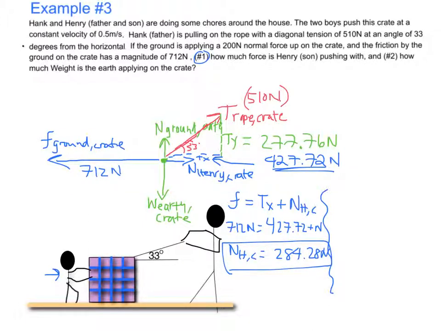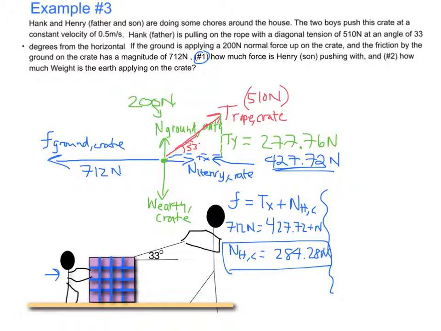Okay, number 2 says, how much weight is the Earth applying on the crate? So now we're dealing with the weight force. This is what we're trying to find. It also gives us an important piece of information. It tells us that this normal force is equal to 200 newtons. That's really helpful, because if I look at my ups and downs, my two vertical forces that are going up are the normal force by the ground on the crate and this Ty. So because it's balanced, they have to equal this weight.